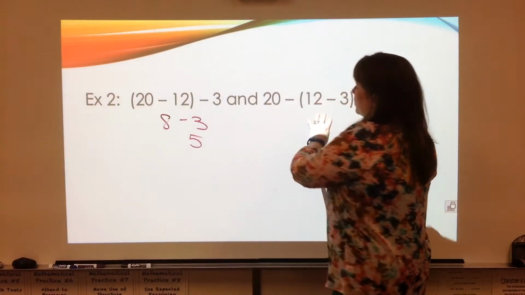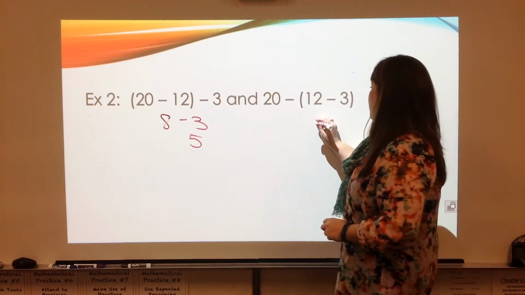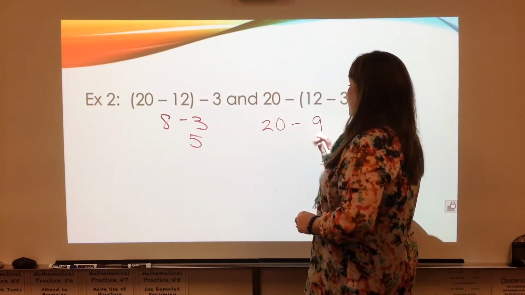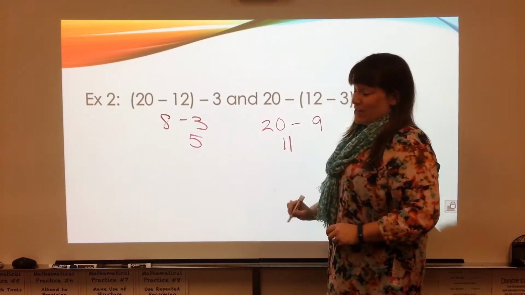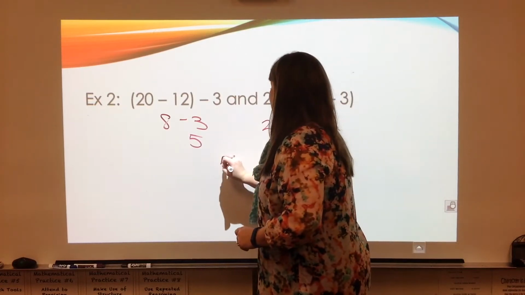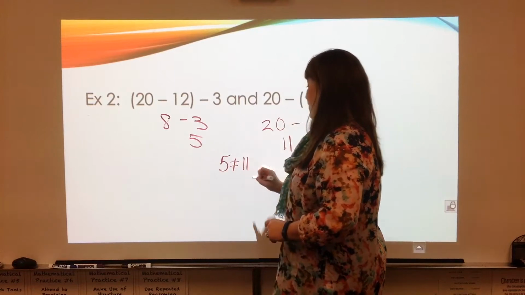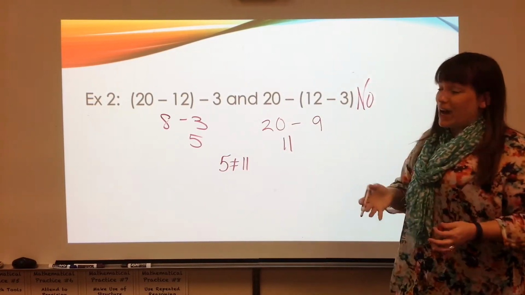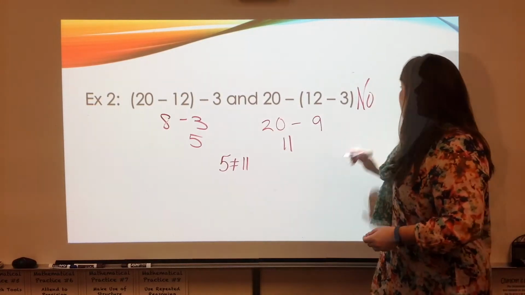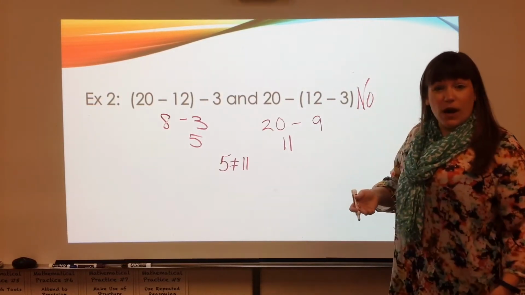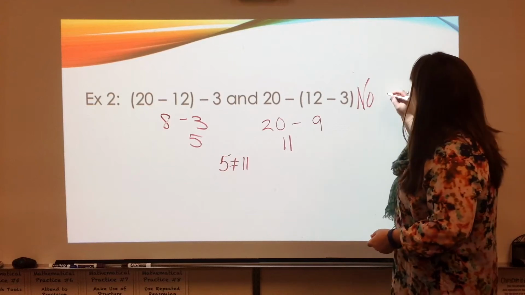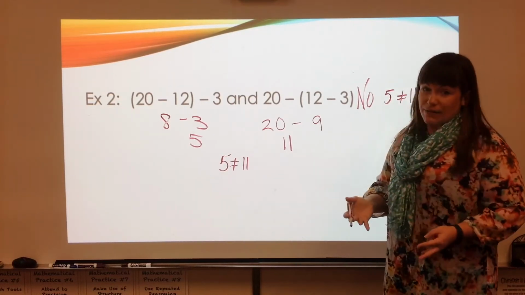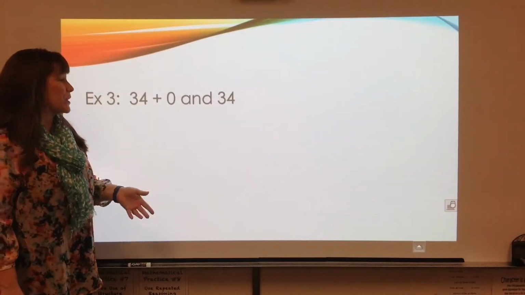Let's go over here and do the 12 minus 3 first, which is 9. 20 minus 9 is 11. So 5 is not equal to 11. So our answer is going to be no, they are not equivalent. Here's our symbol. So the explanation of why, if it does not equal, is just literally that 5 is not the same as 11. Let's move on to example 3.